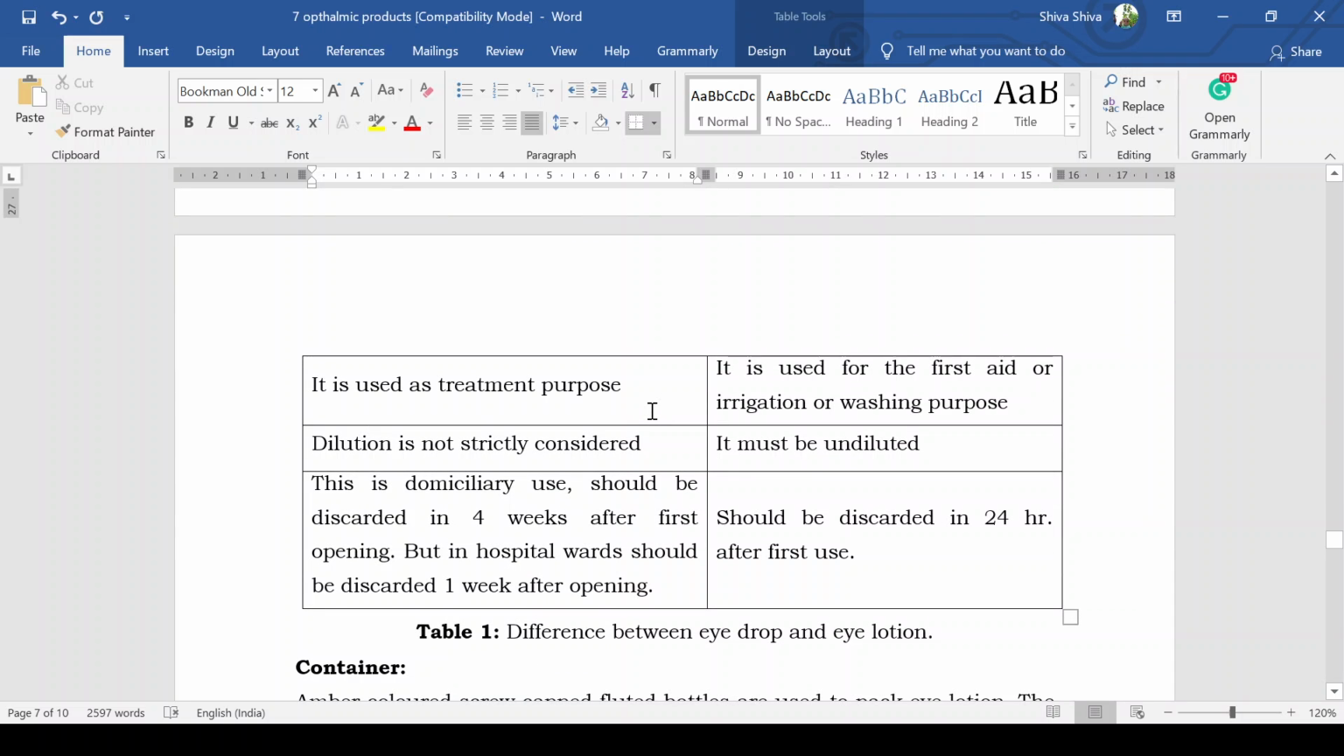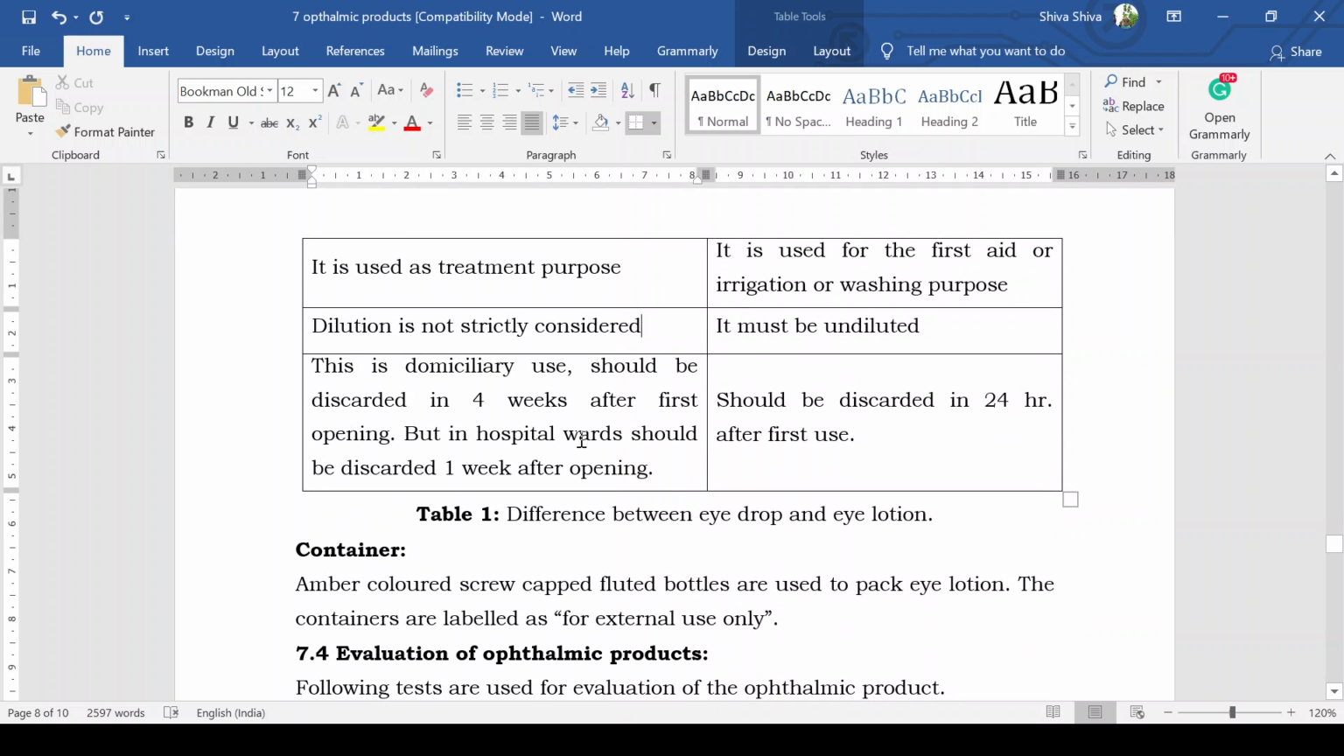Eye drops are used for treatment of any kind of infection as they contain API. But as usual, eye lotion does not contain API, so it is not generally used for the treatment of eye diseases. In case of eye drop, dilution is not necessary, but in case of eye lotion, dilution is necessary.